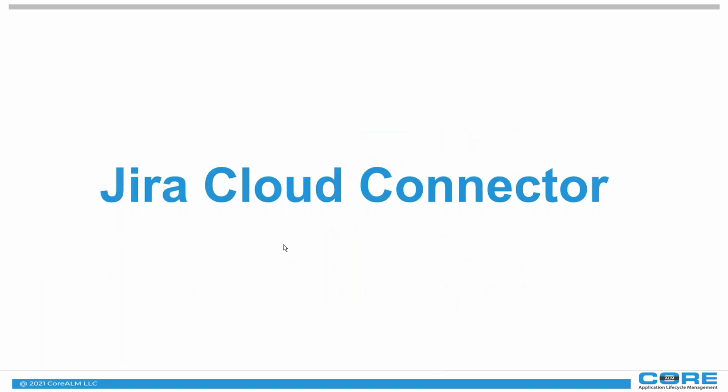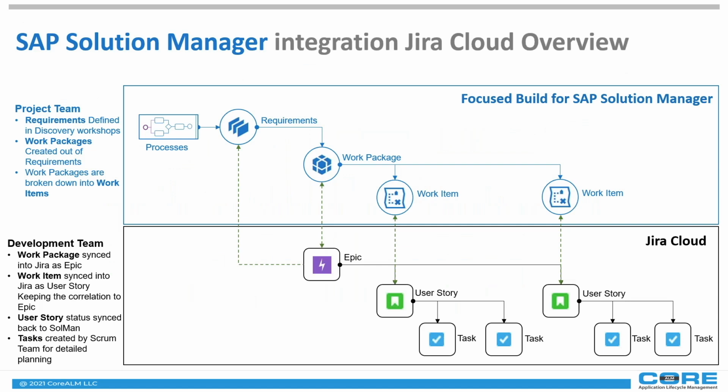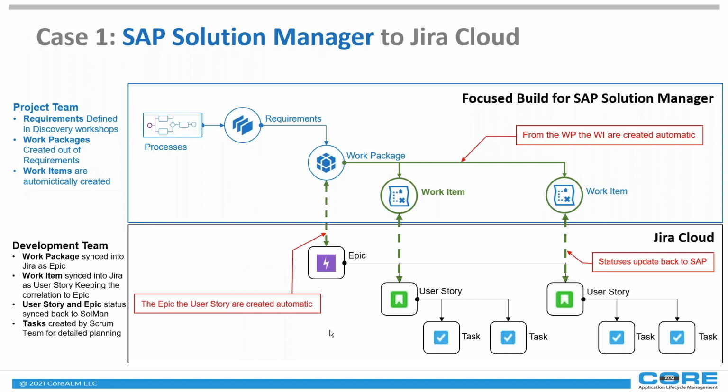In addition to that, the Scrum board is also integrated with Jira, where all of our requirements and our work packages are mapped to epics, and your work items are mapped to user stories within Jira. So we have a couple of different use cases that we have integrated together.